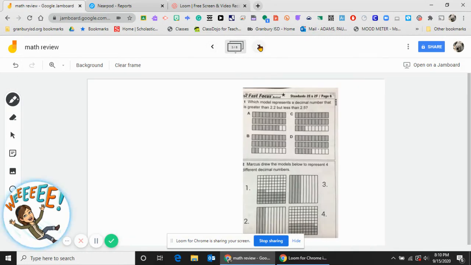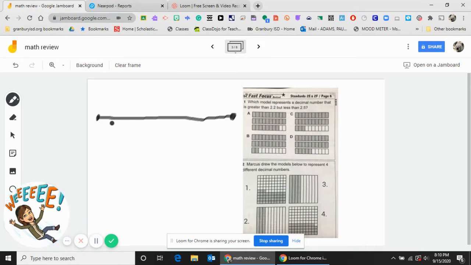Oh, we've got 2 of them here. Question starts out as, which model represents a decimal number that is greater than 2 and 2/10, but less than 2 and 2/5? Well, if I'm going to figure this out, I'm probably going to build me a number line, okay? And I know some people don't like number lines, but when we're comparing things, it's just a little bit easier. Now, look at my whole numbers. It's 2 and 2, right?